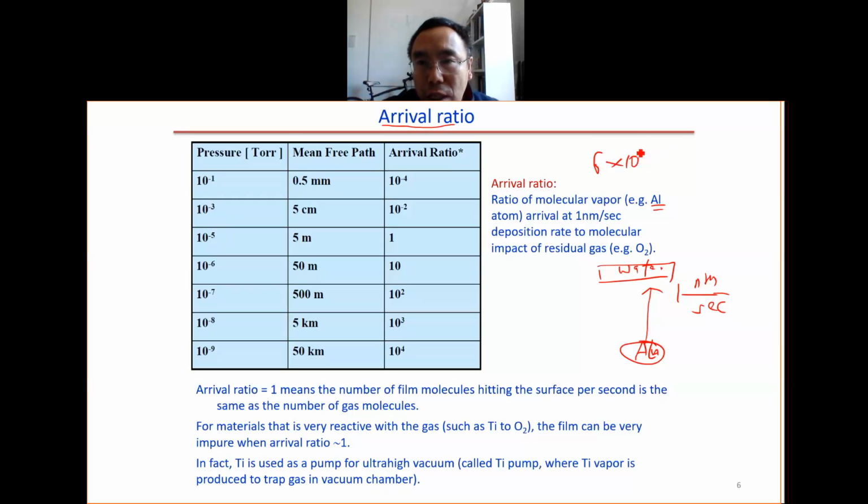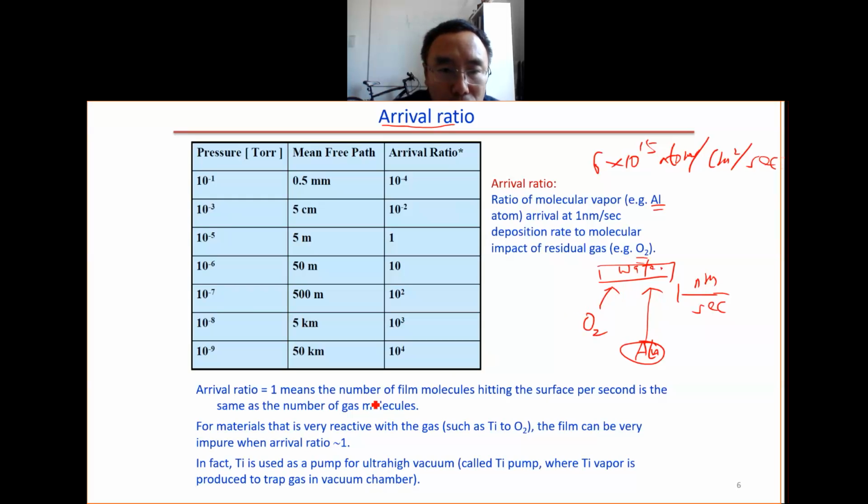Maybe you can do the calculation. That gives 6 × 10^15 atoms per square centimeter per second. So we have 6 × 10^15 aluminum atoms per square centimeter per second to give a 1 nanometer per second deposition rate. At the same time, we also have the gas molecule. For example, there is some oxygen. This oxygen also collides with the wafer surface.